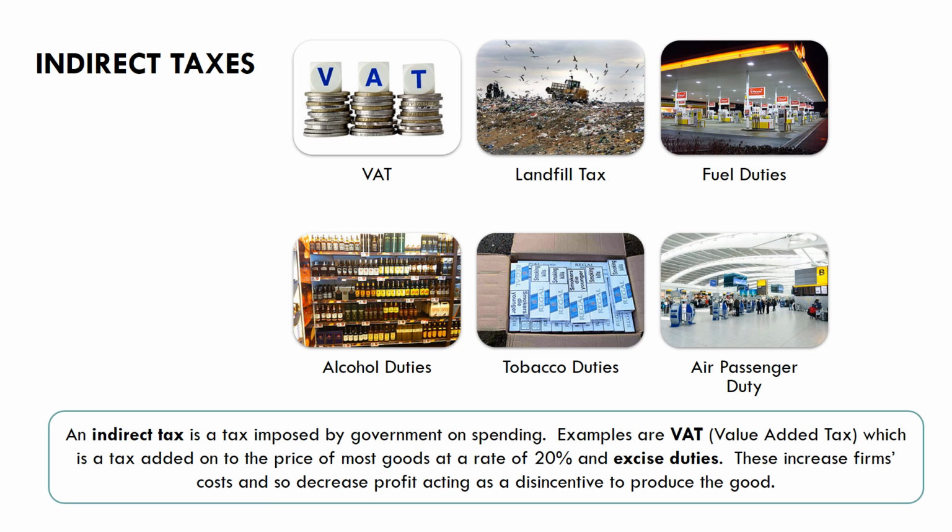An indirect tax is a tax imposed by government when you spend money on a particular item. Examples include value-added tax and duties on things like tobacco and alcohol. These increase firms' costs, decrease profit, and therefore any increase in tax would shift the supply curve to the left.